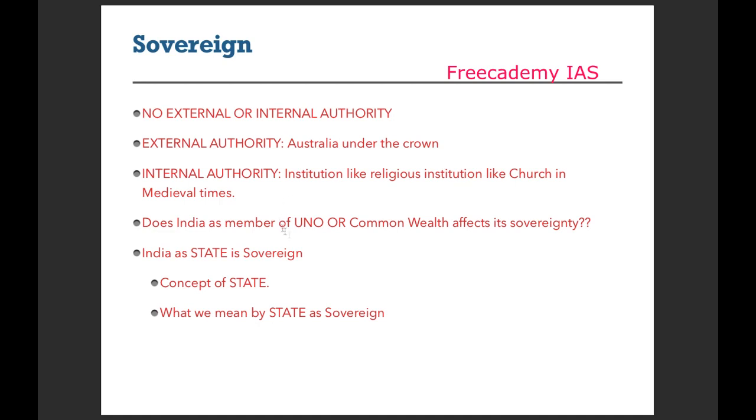So in no manner is India under the authority of any external authority or any internal authority, like any religious institutions or any other institutions existing within India itself.